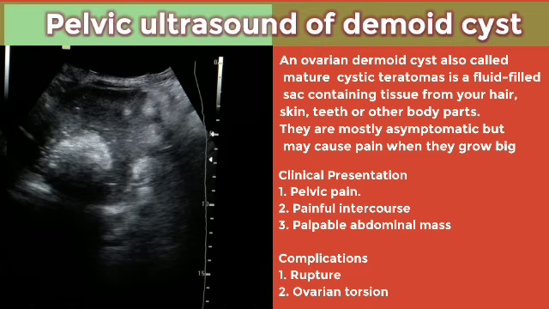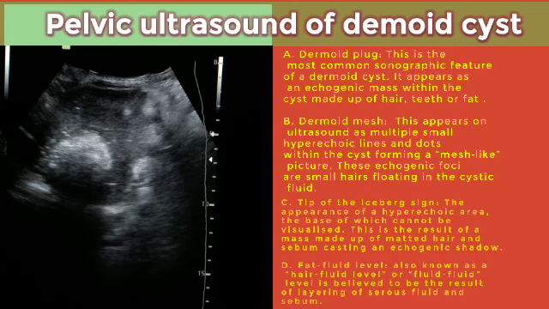We are going to discuss the various characteristics of dermoid cyst on ultrasound. The image on the right part of the screen is a dermoid cyst. We are going to talk about dermoid plug, dermoid mesh, tip of the iceberg sign, and fat fluid level. These are the characteristics of a dermoid cyst on ultrasound.